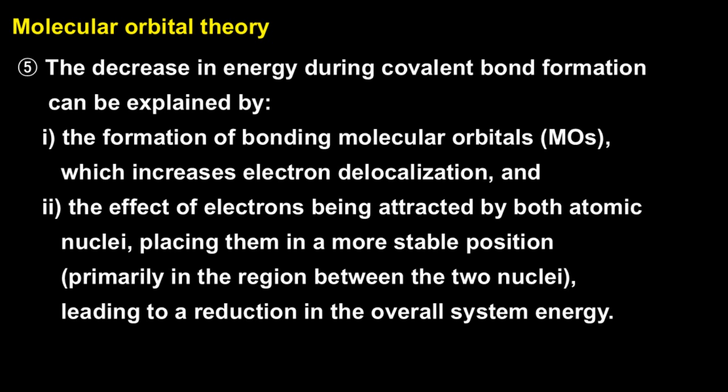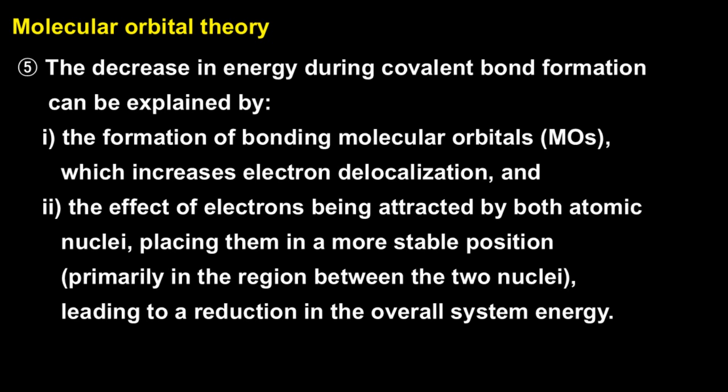Alright, let's talk about why energy goes down when a covalent bond forms. When two atoms come together and form a bond, the whole system becomes more stable, and that stability comes from a drop in energy. But what actually causes that energy decrease? There are two main reasons. First, bonding molecular orbitals are formed. When atomic orbitals combine, they create new molecular orbitals, and in the bonding case, this lets electrons spread out more. In other words, electron delocalization increases, and the more spread out the electrons are, the lower the overall energy, which makes the bond more stable.